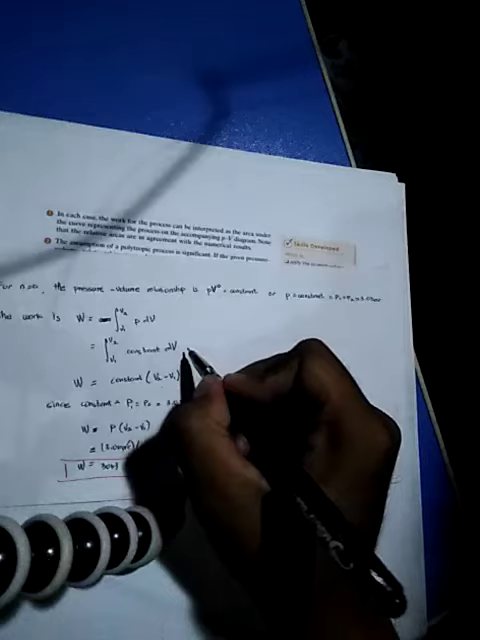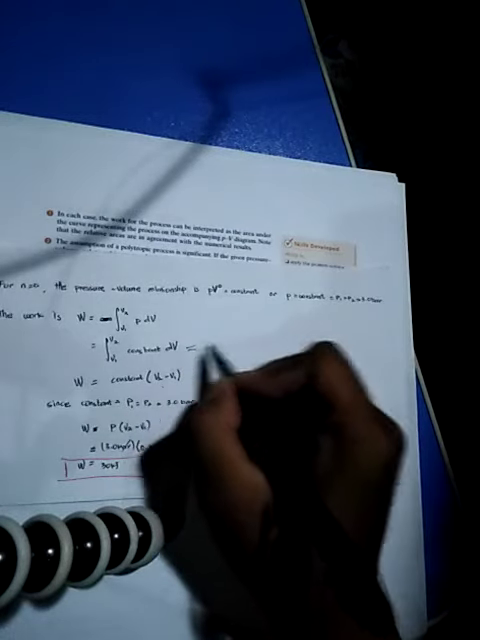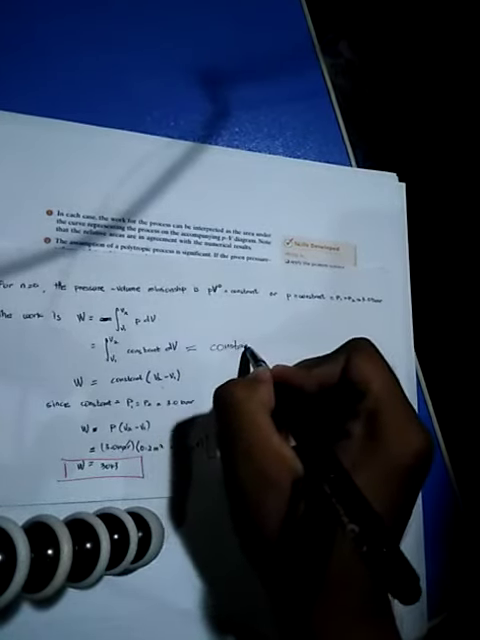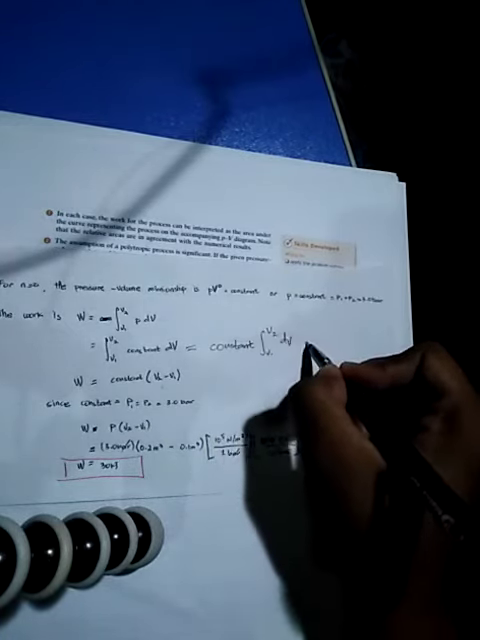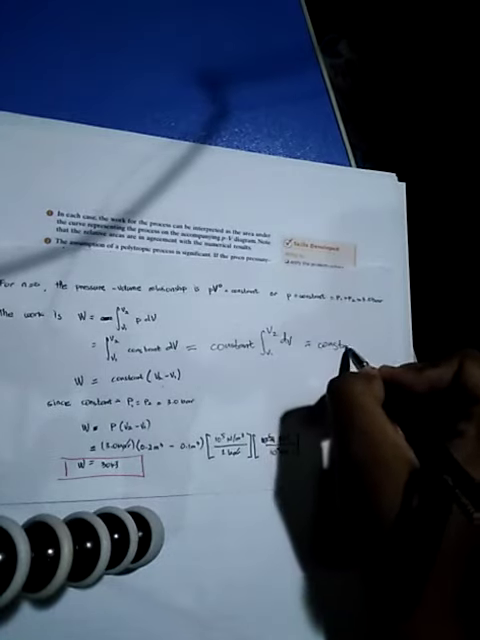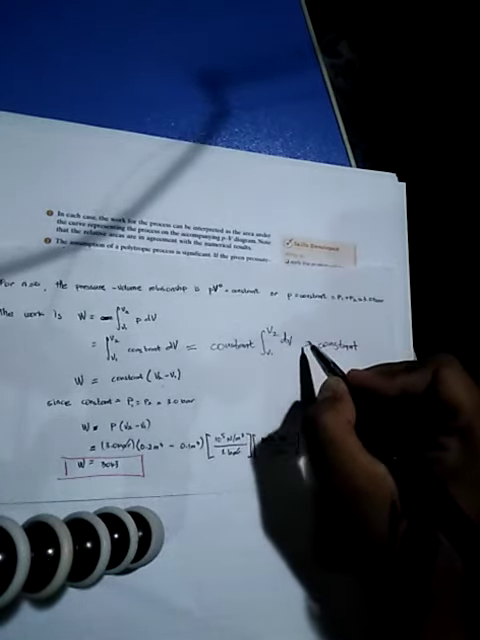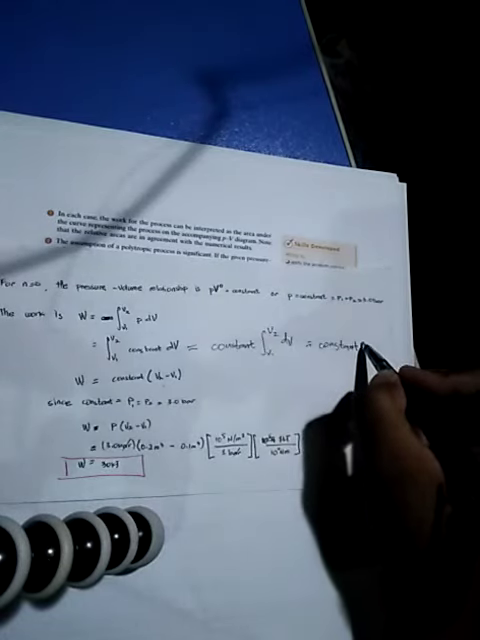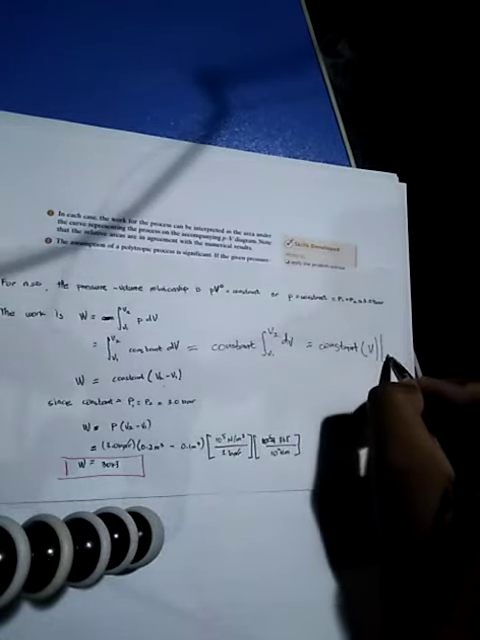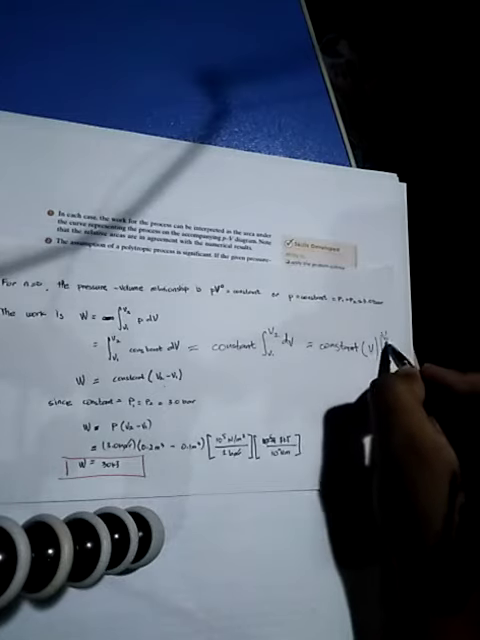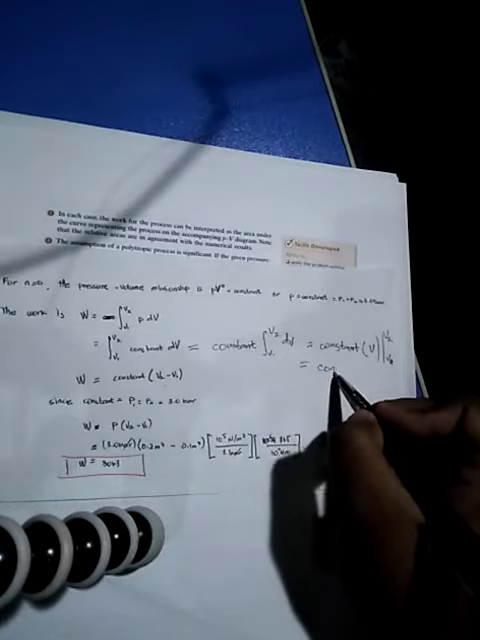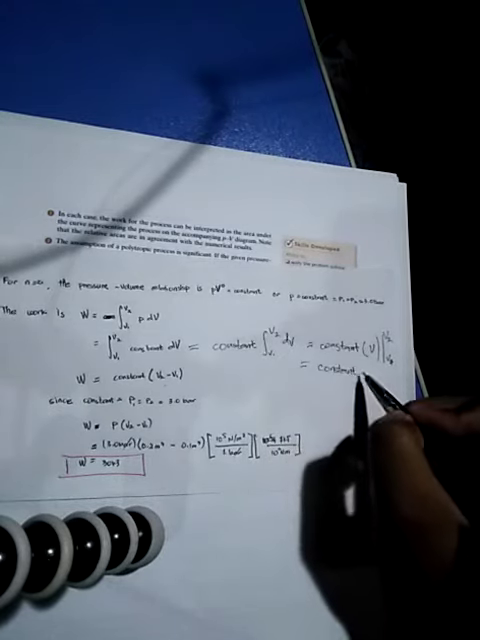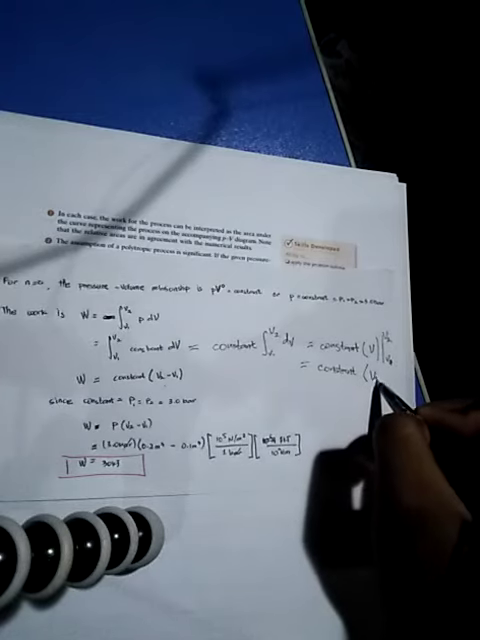Kasi yung mangyari dito is ilalabas natin yung constant. So mangyari is constant, tapos integral of V1 tapos V2 dV. So this is constant, tapos dV is integration of dV is just V, tapos evaluated from V1 to V2. Okay, evaluated from V1 to V2. So taking the limit, so mangyari is constant multiplied by V2 minus V1. So yan yung result natin.